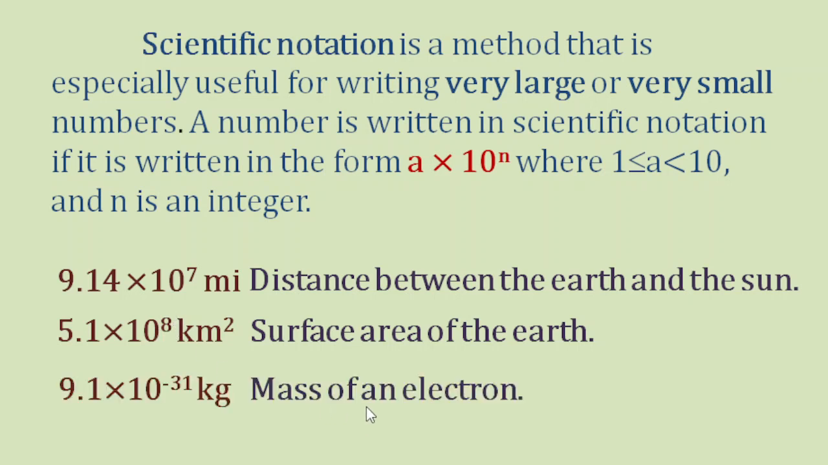Another example is the mass of an electron, which is 9.1 times 10 to the power of negative 31 kilograms. So this is part A, 9.1, a number greater than or equal to 1 but less than 10. And the second part, times 10 raised to a power which is an integer.